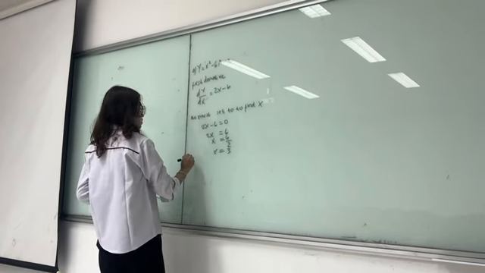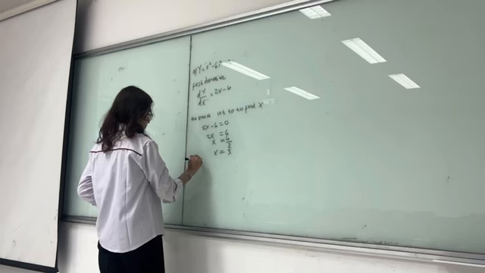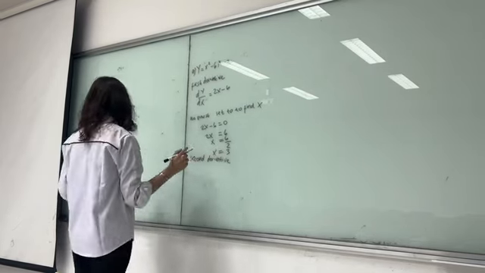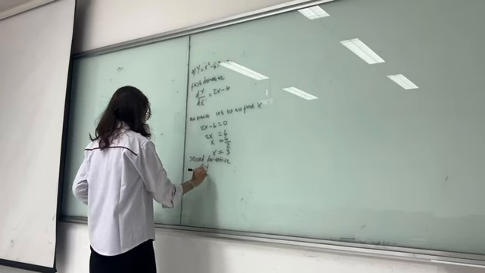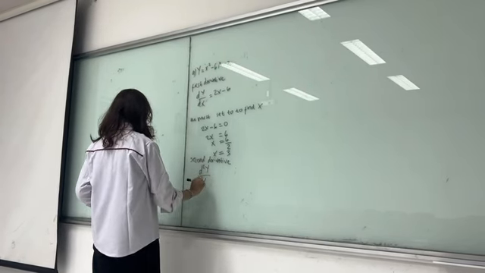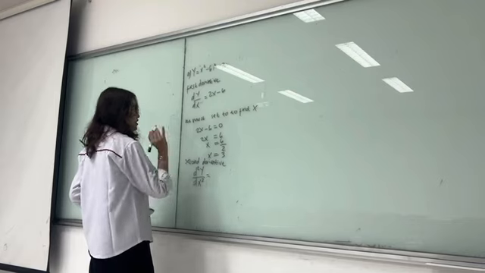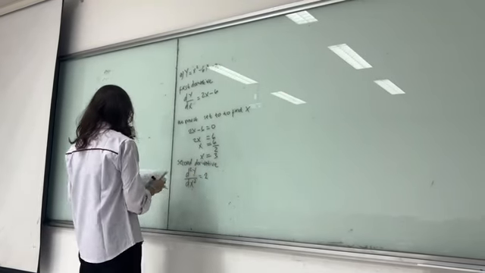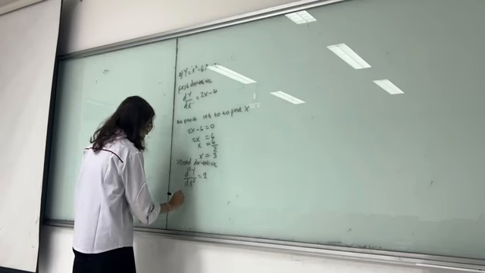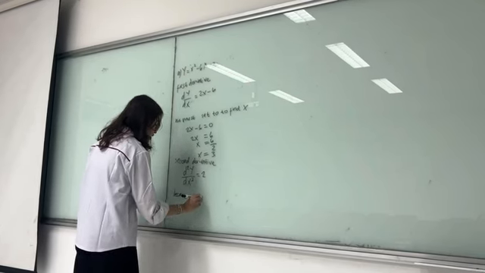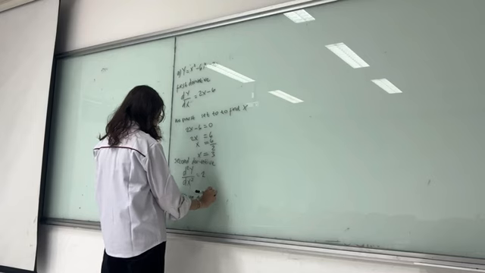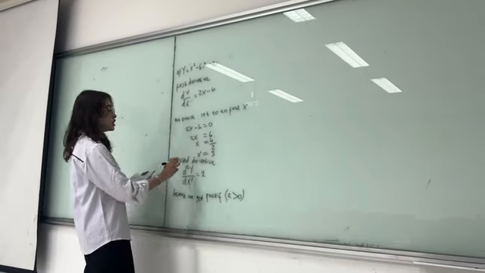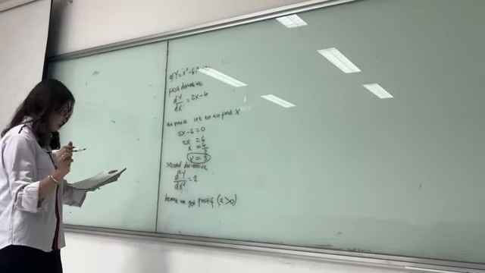And then we have to find the second derivative. d²y/dx² equals, so we got the second derivative from 2x minus 6, which is 2. Because we got positive, so x equals 3 is a minimum point.